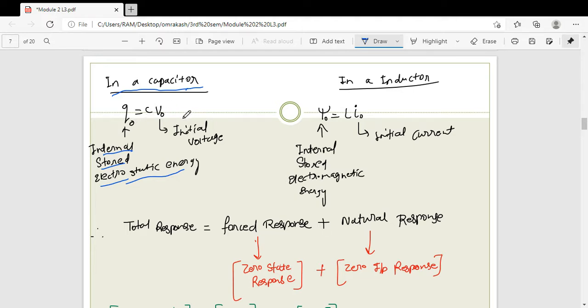If the circuit contains any element, C and L, and the circuit has some initial voltage and current present across that element, then the element stores energy. For a capacitor, it is stored in the form of electrostatic energy, right? And for an inductor, it is stored in the form of electromagnetic energy. And how to calculate that energy? We will calculate it by this basic formula for charge: Q is equal to CV and psi is equal to Li, right?